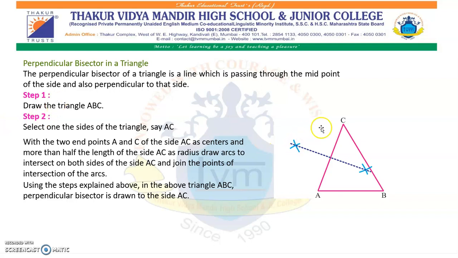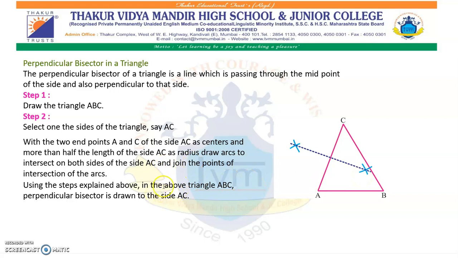Step 1. First, draw the triangle ABC. Second step, select one of the sides of the triangle, AC. Here we are selecting the side AC. Now with the two endpoints A and C of the side AC as the center and more than half the length of side AC as radius, draw two arcs intersecting on both the sides of AC and join the points of intersection of the arcs.